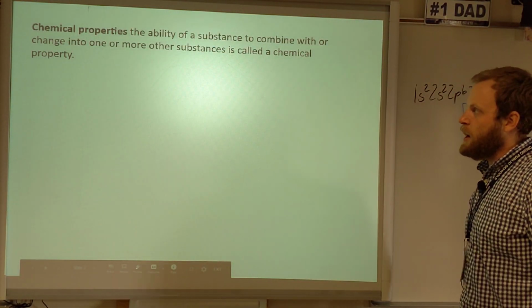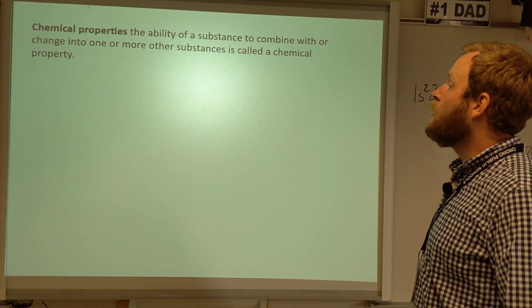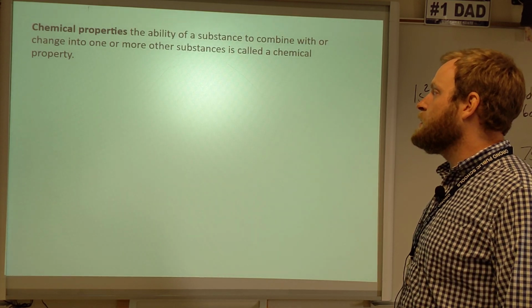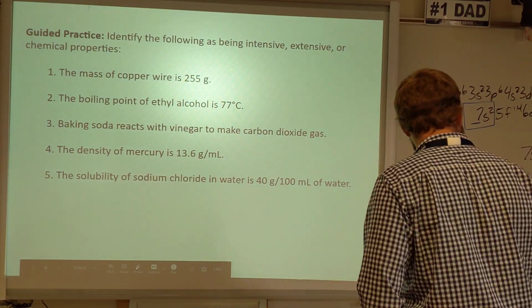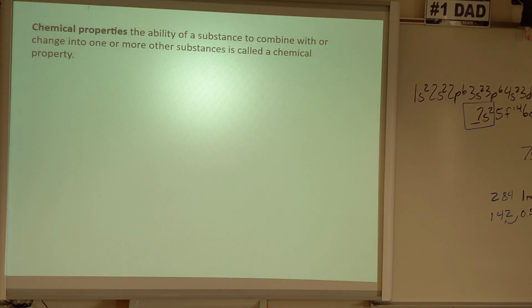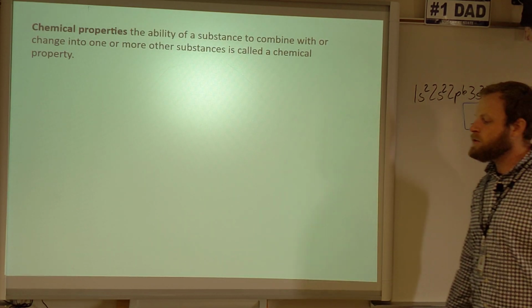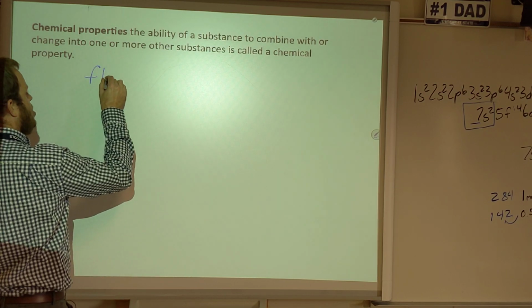Okay, now we go to chemical properties, and these are the ability of a substance to combine with or change into one or more other substances. So these properties tell how something is going to change. I should go back and give you a few examples. So chemical properties, you have to change the substance in order to determine if it's a chemical property.